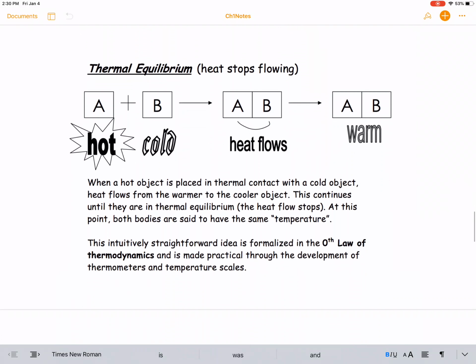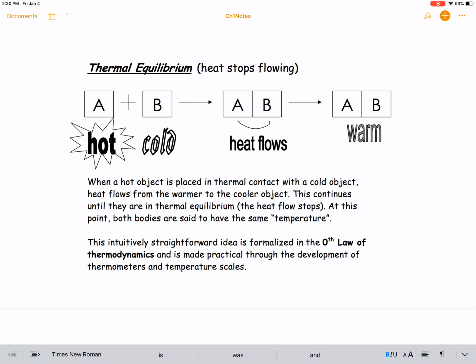Okay, so here is our 0th law, thermal equilibrium. Thermal equilibrium is when heat stops flowing. So if we have two objects, object A is hot and object B is cold, and we put them together in thermal contact, so they're touching, the heat will flow from the warmer to the cooler object. This will continue until they're in thermal equilibrium. That's when the heat stops flowing. At this point, both bodies are said to have the same temperature.